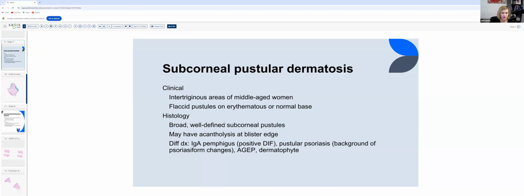And the differential diagnosis includes IgA pemphigus, which would demonstrate a positive direct immunofluorescence, pustular psoriasis, which typically shows a background of psoriasiform change or psoriasiform lesions otherwise on the patient. Acute generalized exanthematous pustulosis, which we will discuss next. And again, we always have to think about an infectious process when we see subcorneal pustules, so dermatophyte or impetigo.